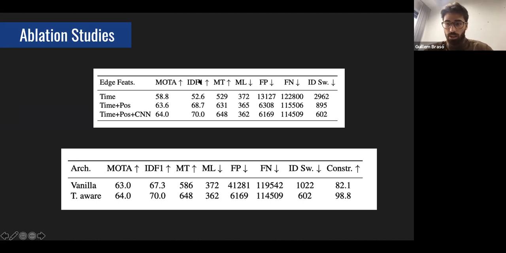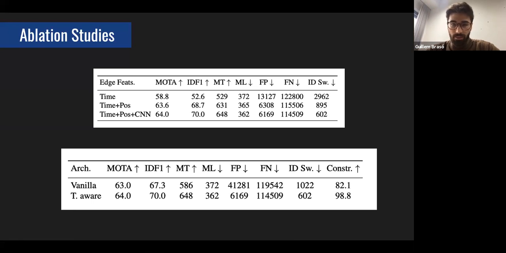Then IDF1 is a bit harder to describe, but the idea is that you have, on the one hand, your trajectories, and on the other hand, the ground truth trajectories. So you match them somehow, with some bipartite matching, and then you compare how well your overall trajectories adjust to the ground truth trajectories. So this accounts for the entire trajectory. So this is more of a measure of how well you link boxes.